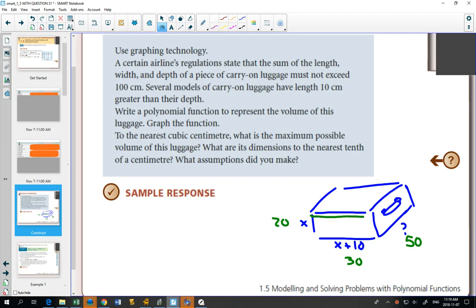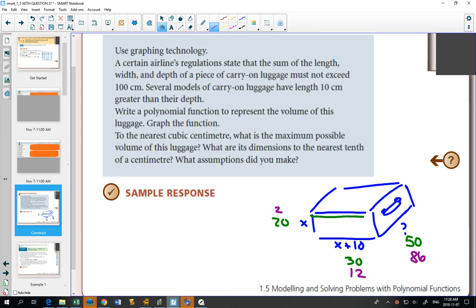Now, if we change to a different number, let's go with someone saying it's 2. I like super skinny suitcases. Then this would be 12. How much would be left for the width? 86.